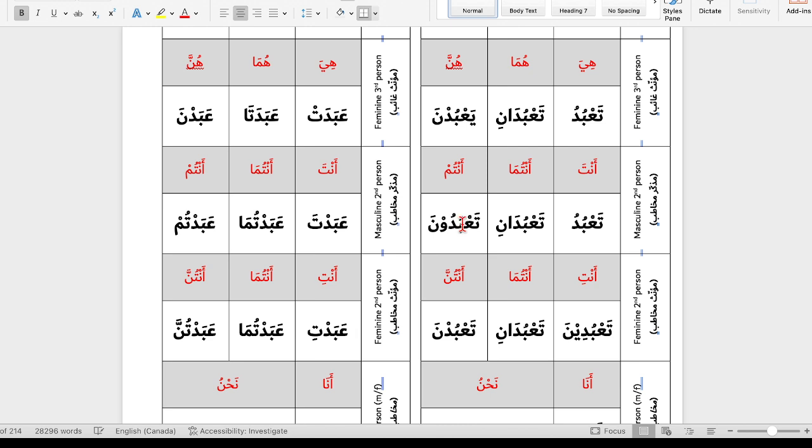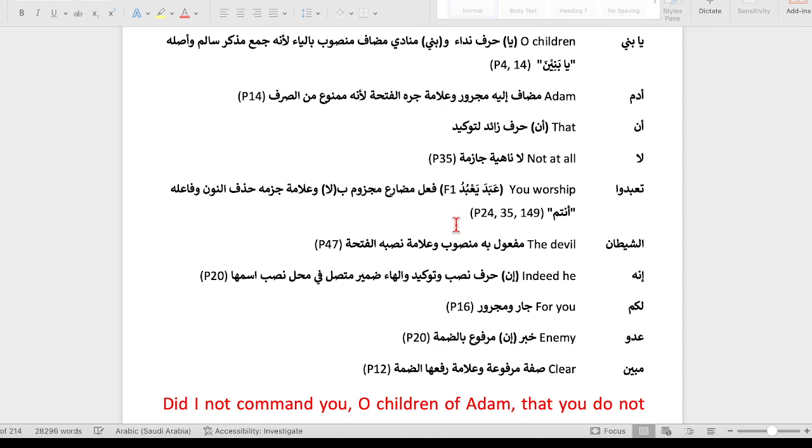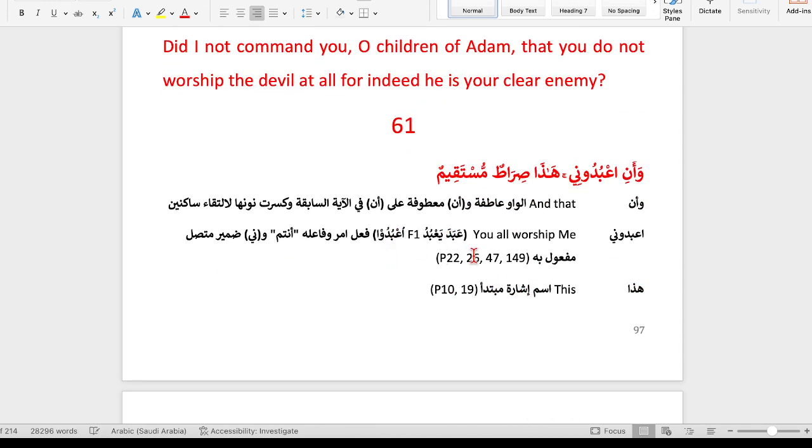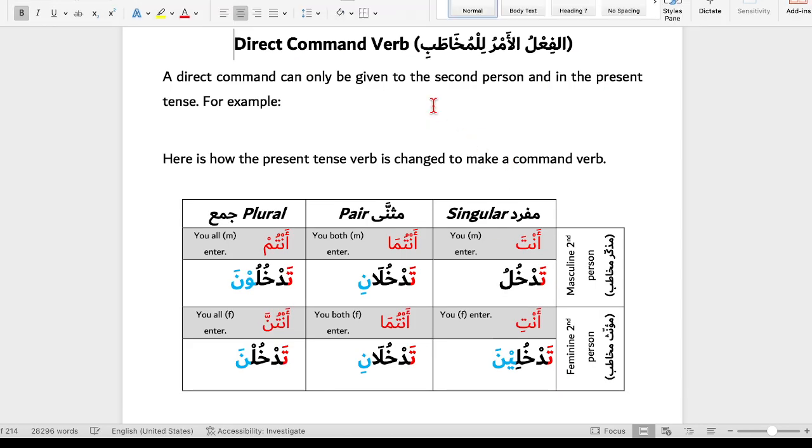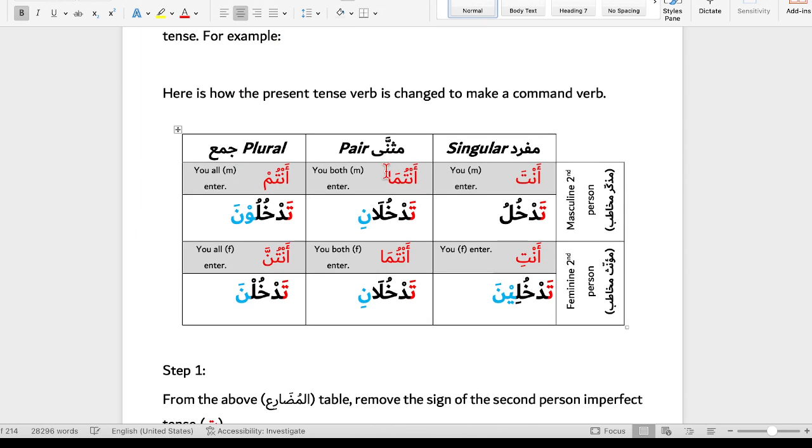And I'll show you where the detail is, on page 26. A direct command verb can only be given to the second person and in the present tense. So this is the first step. This is for dakhala yadkhulu. Yadkhulu for anta, tadkhulu, tadkhulani, tadkhuluna, tadkhulina, tadkhulani, tadkhulna.